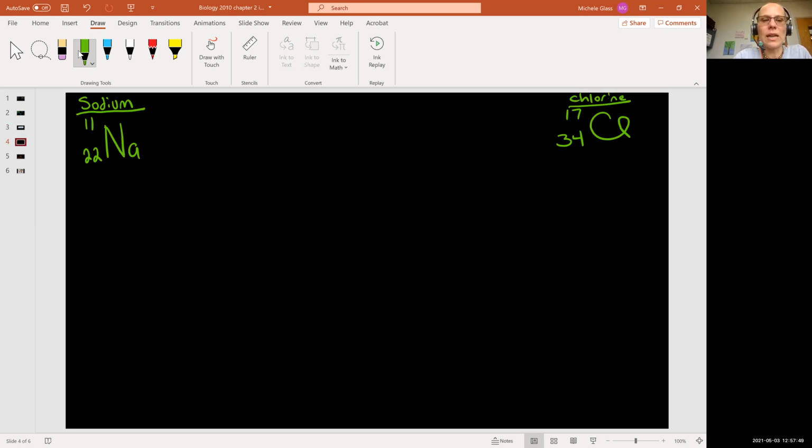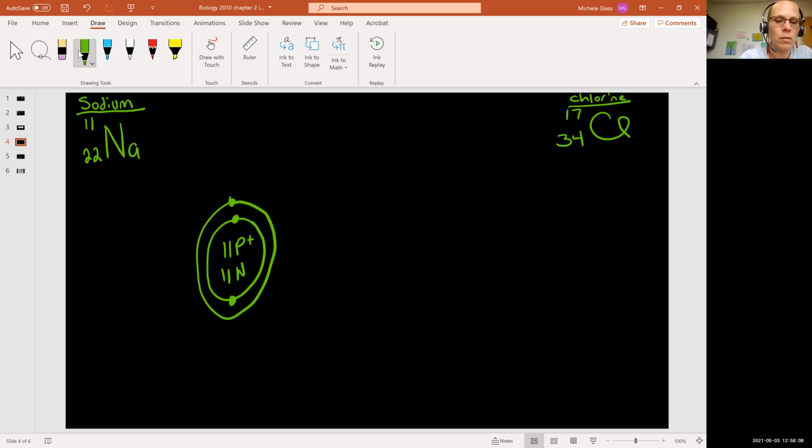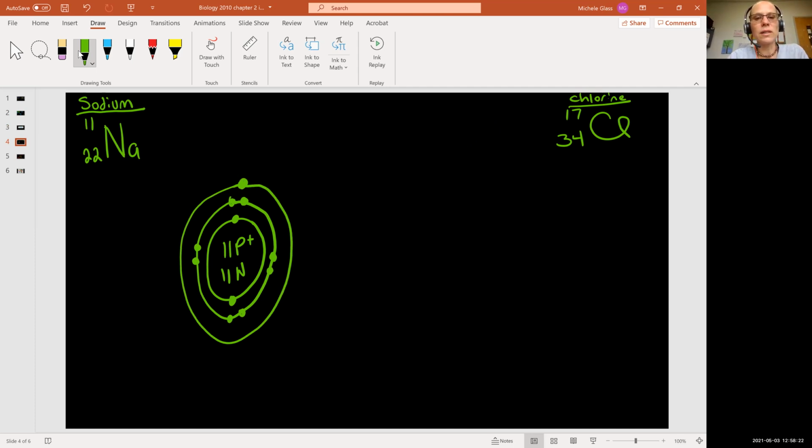Okay, so let's go ahead and use sodium and chlorine as our examples. We've drawn out sodium before. It has atomic number of 11, and so we're going to do 11 protons in the nucleus, 11 neutrons, and then we're going to draw 11 electrons orbiting. Remember, 2 electrons go in the first shell, 8 go in the second, and then because we just have 1 electron left, we have just 1 electron here in the valence shell or outermost shell.